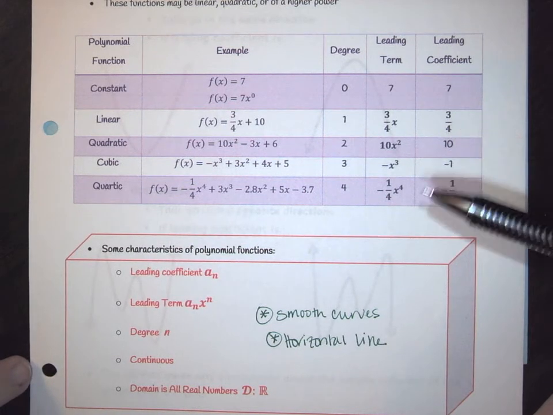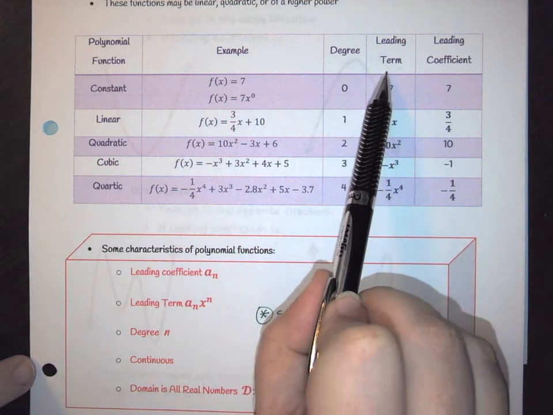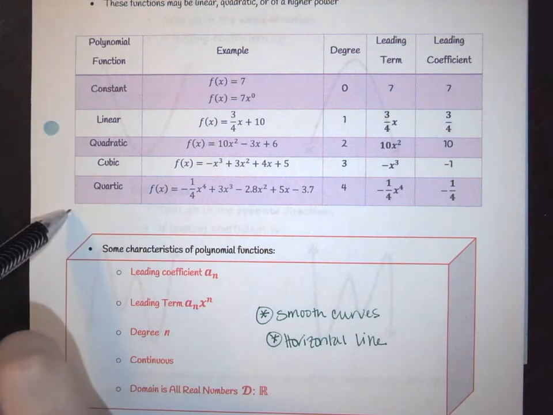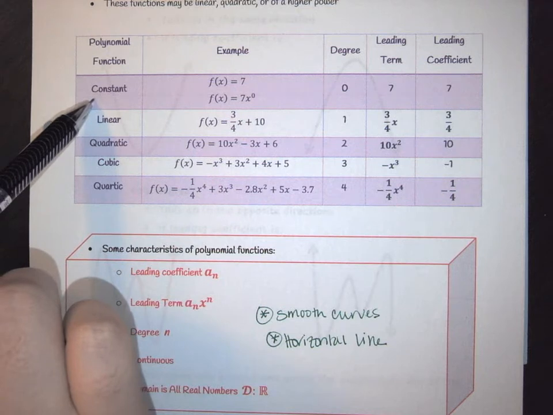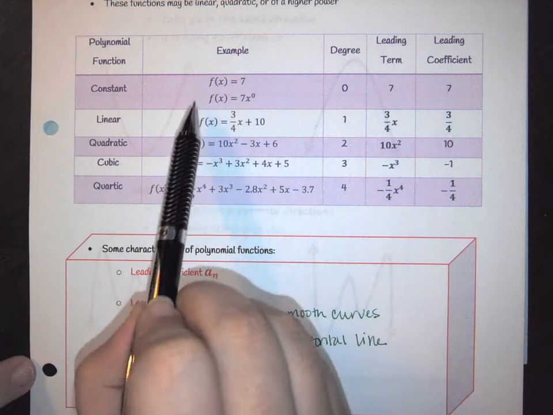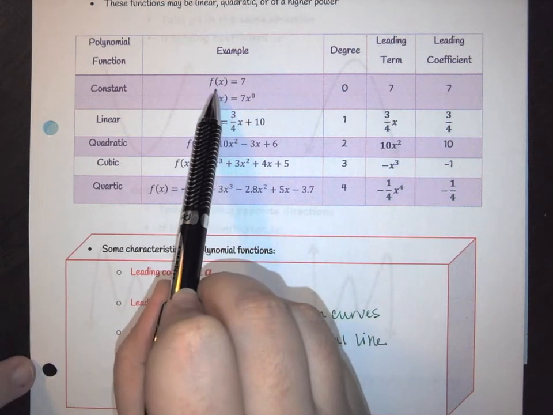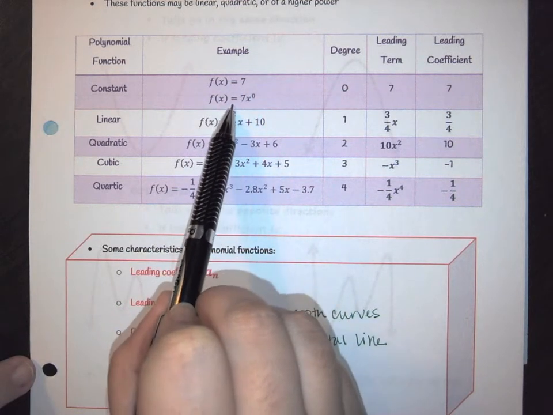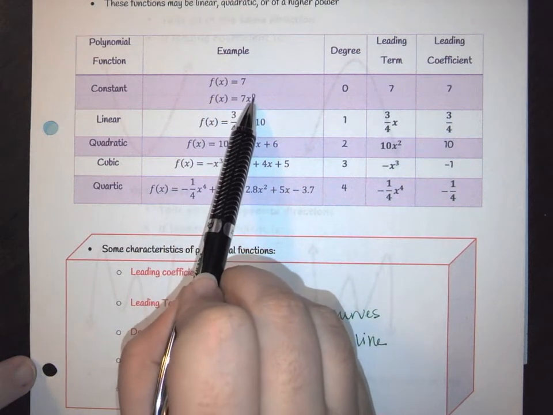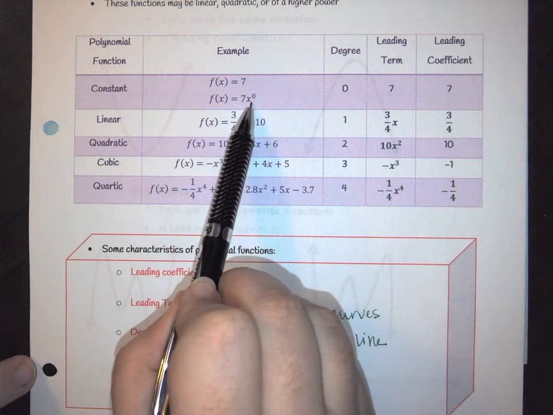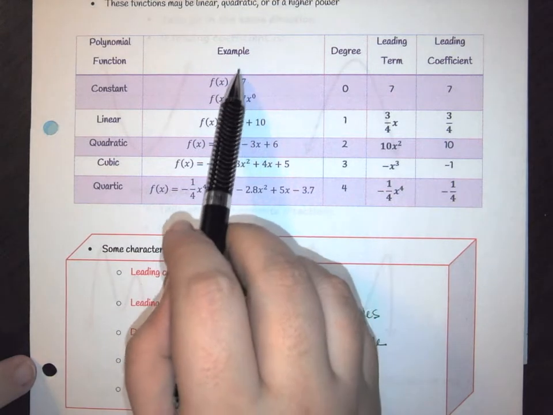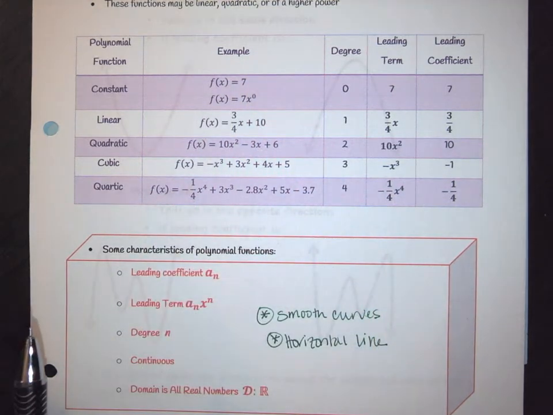Now the important information that we have is your degree, your leading term, and your leading coefficient. Now we have a couple different examples here. First and foremost is a constant. So this is a polynomial function, so a constant. And in that case, we're looking at, say for example, f of x equals 7. Well, the other way that we could essentially write that is that f of x equals 7 x to the 0. And one of the ways we know that is because anything raised to the 0 power is 1. Therefore, this right here is your constant.